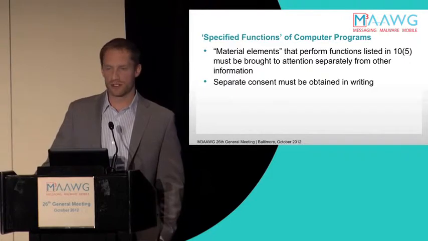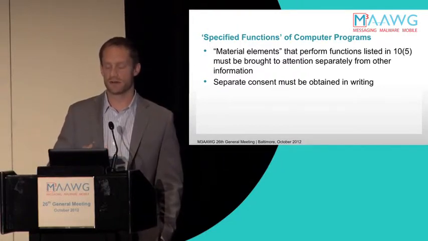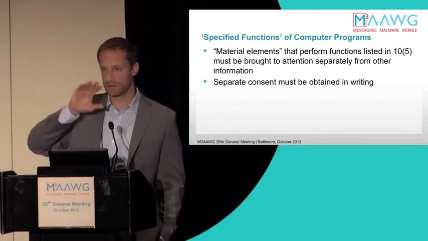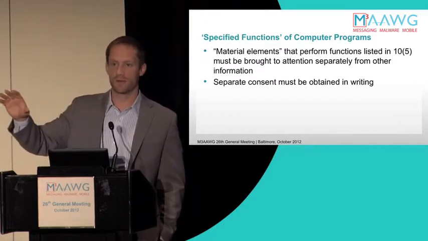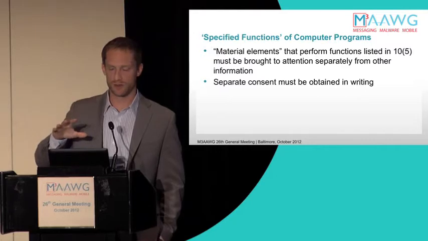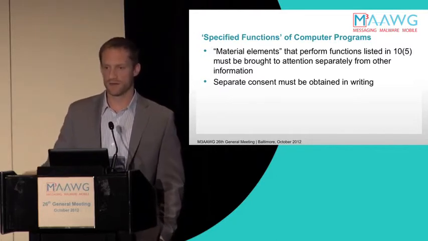The specified functions of a computer program. So the regulations say that the material elements that perform any of those specified functions that we talked about that are listed in CASL must be brought to the attention of the user separately from the other information. So we need separate paragraphs of information describing what these purposes are. We also need separate checkboxes, which we'll talk about a little bit under the guidelines for each one of those specified functions.